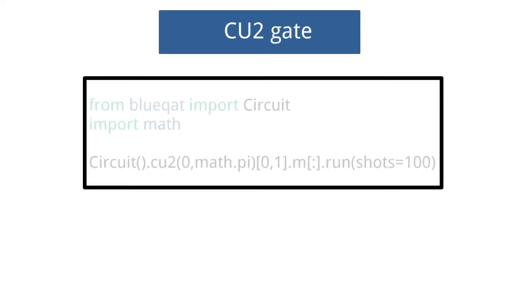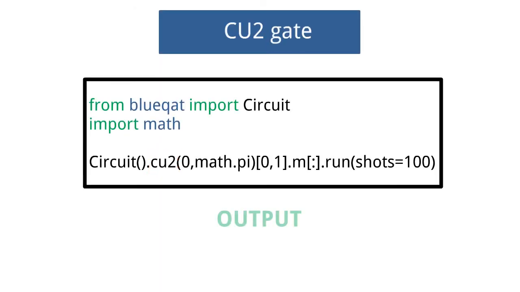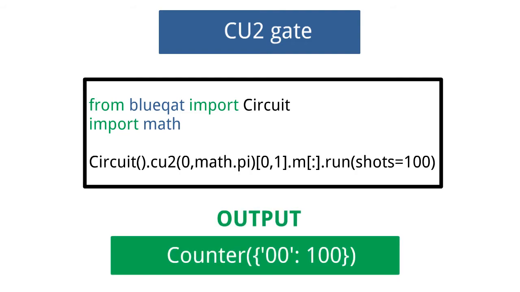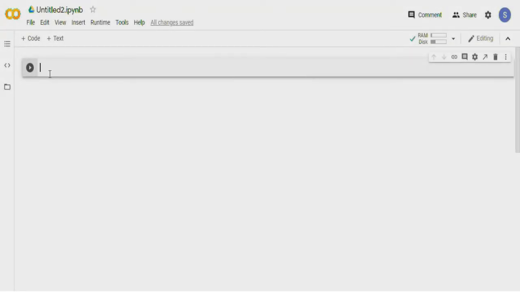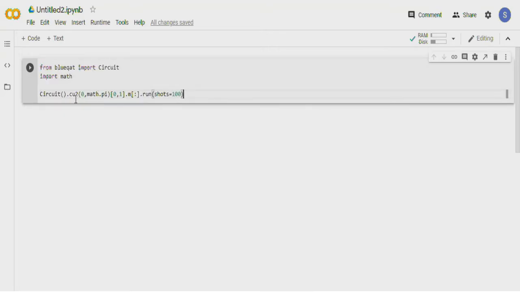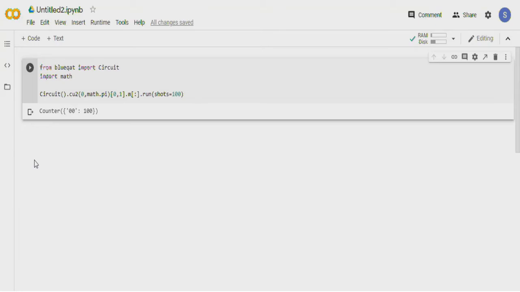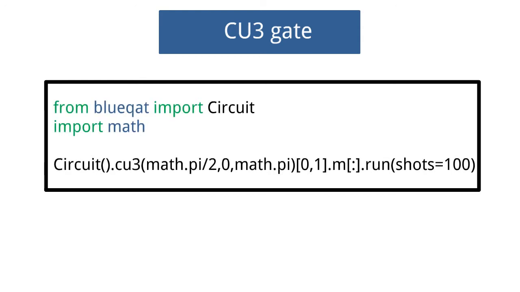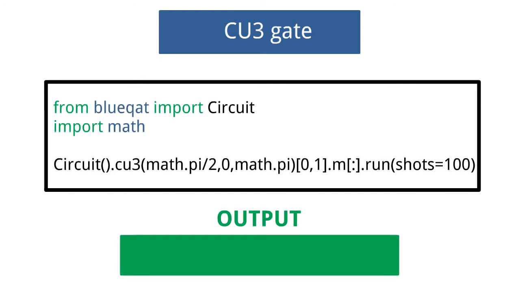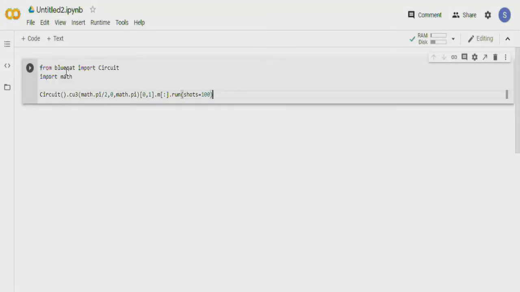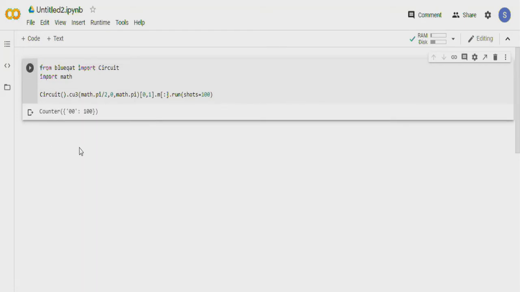CU2 gate. Here we use the CU2 gate, and if we run this code, we will get 00 as output. Type the code shown earlier and click on the play button. As you can see, the output is 00. CU3 gate. If we run this code, then we will get the same output, that is 00. Type the code shown earlier and click on the play button. As you can see, we get the same output, that is 00.